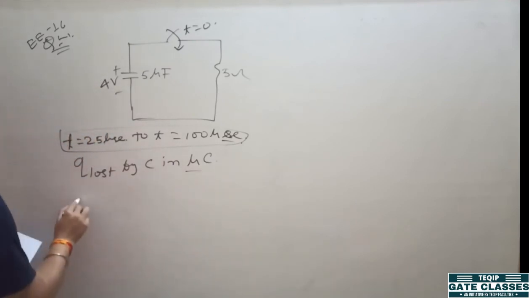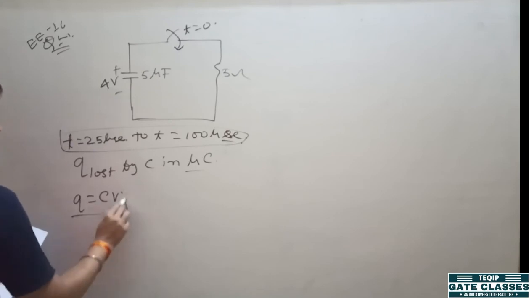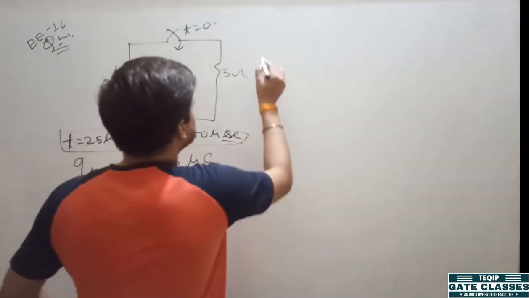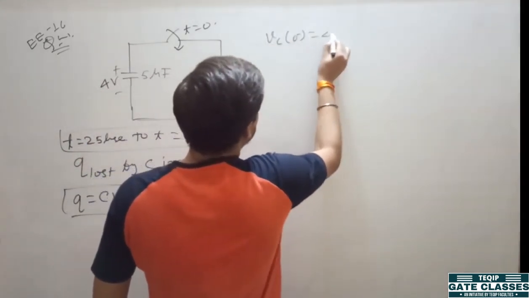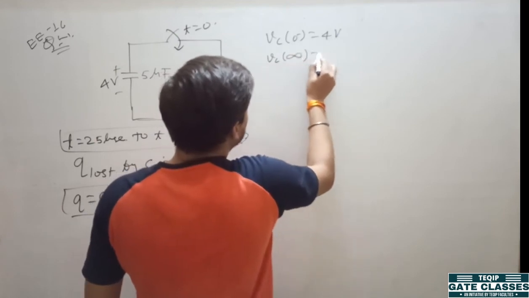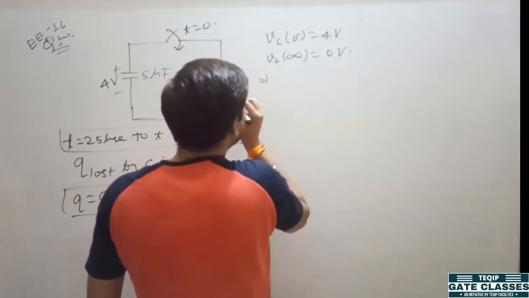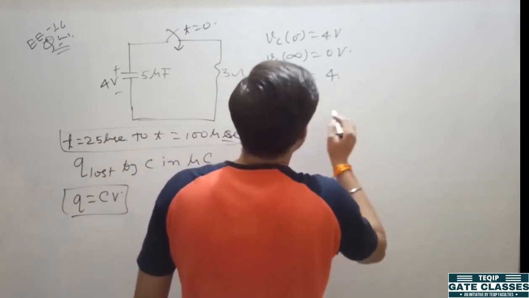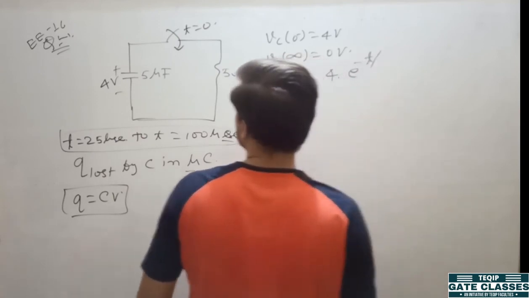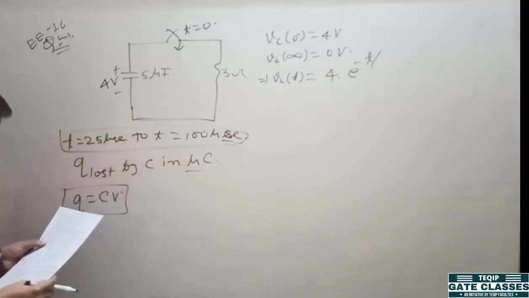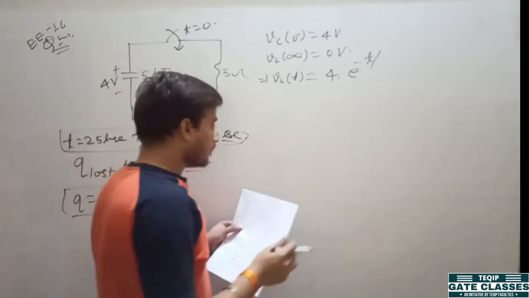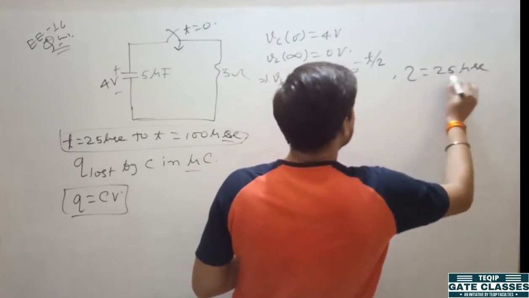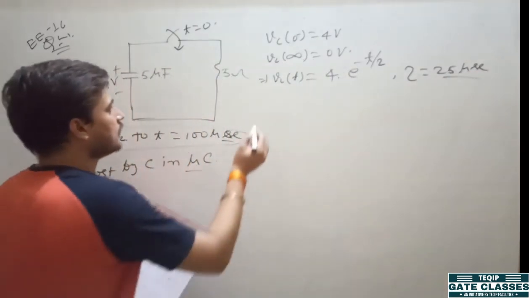You know the charge is equal to C into V, so we have to find the expression for voltage across this capacitor. VC at 0 minus is equal to 4 volt, and VC infinity will be equal to 0 volt. So the expression for VC(t) will be 4 into e to the power minus t divided by tau. Tau is 25 microsecond, because tau is equal to R into C.